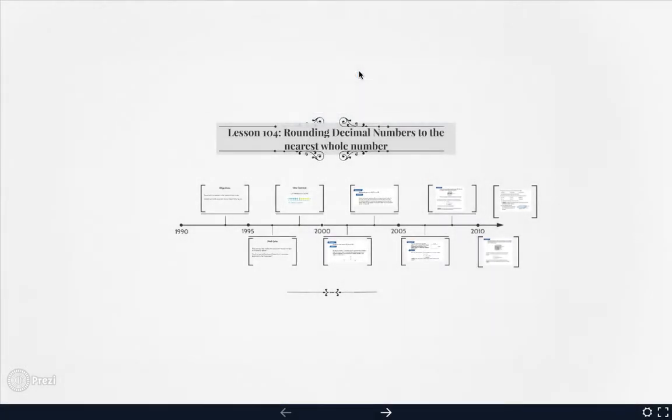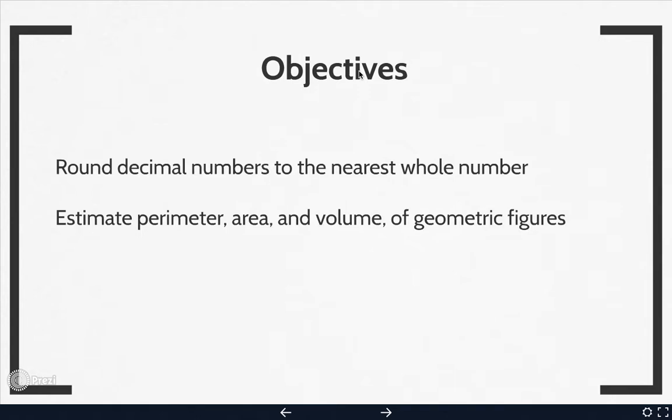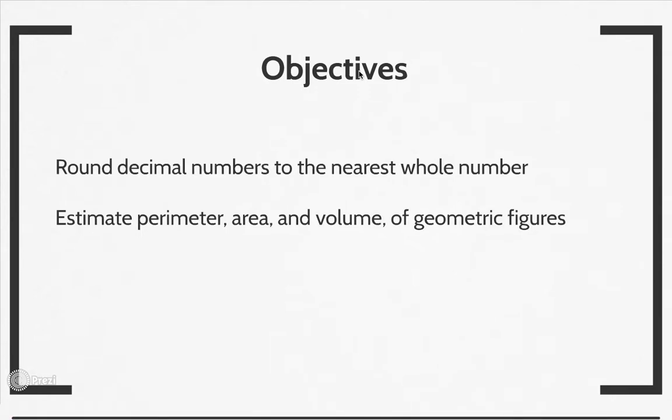We are on lesson 104, rounding decimal numbers to the nearest whole number. Your objective for today is to round decimals to the nearest whole number, and we're going to be able to estimate perimeter, area, and volume of geometric figures. There is no math vocab today, so go ahead and write Civil War in the vocabulary so that I know that you've been watching this video.